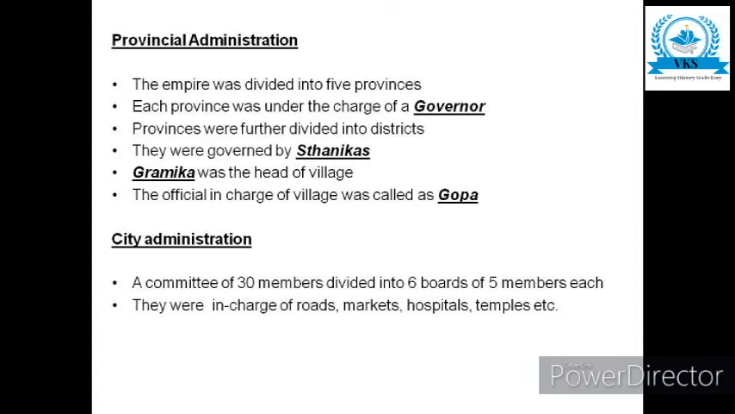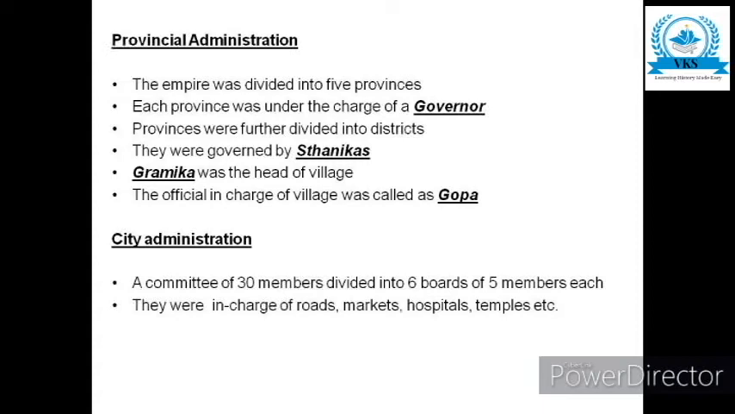The provinces were divided into districts, and districts were governed by sthanikas. Gramika was the head of the village, and the official in charge of the villages were called as Gopa. So in provincial administration, the empire was first divided into 5 provinces, each province under a governor. Province was divided into districts, districts under sthanikas. Districts were later divided into villages, villages under Gramika, and the official in charge of 10 villages were called as a Gopa.